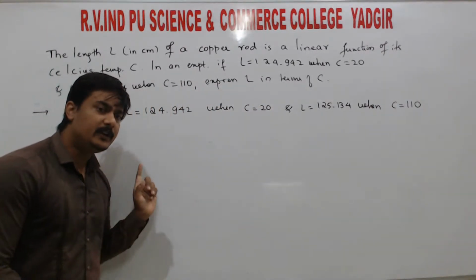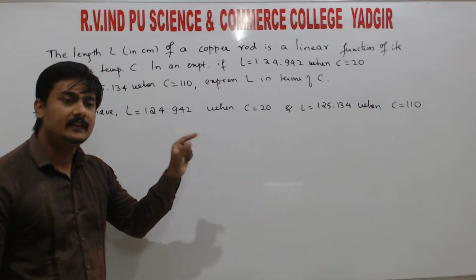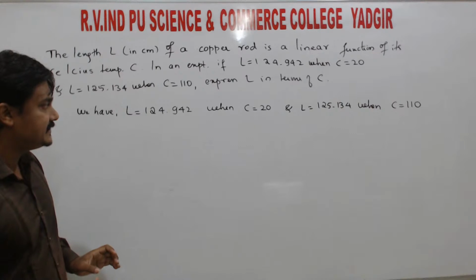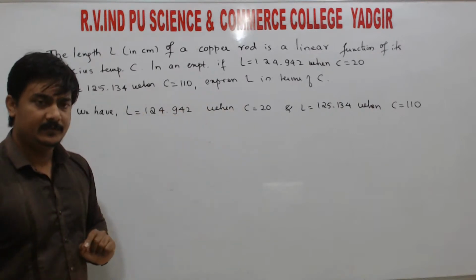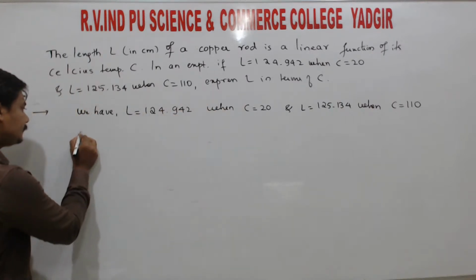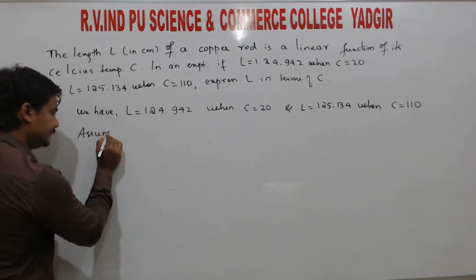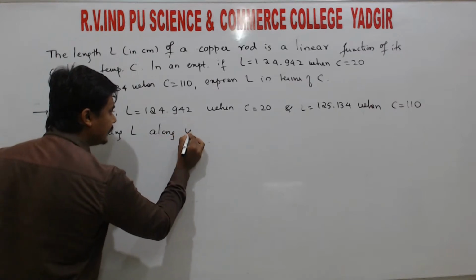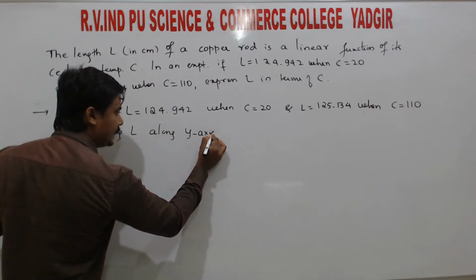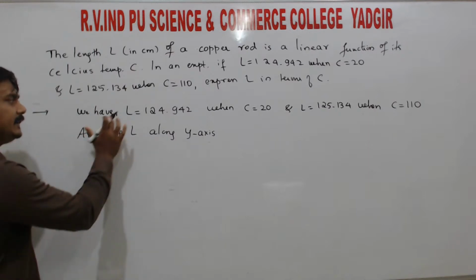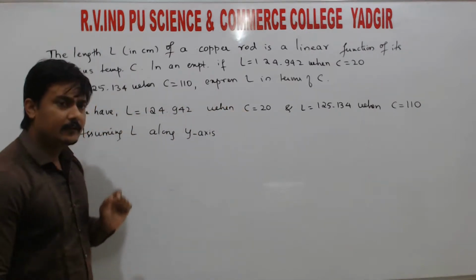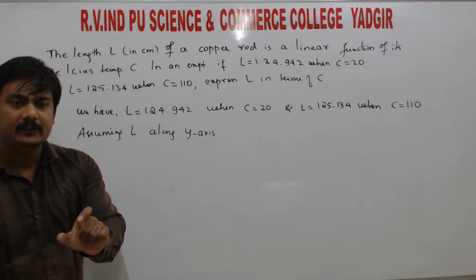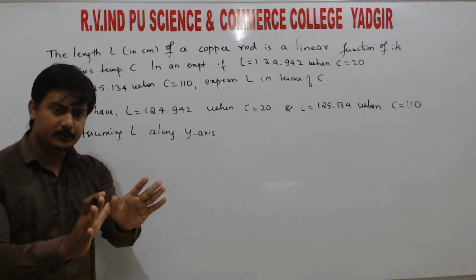Right now we know that the relation between L and C is nothing but the equation of a straight line. To write down that equation of a straight line, children, I need to use this information. See what I will do now. Assuming L along the y-axis. Two variables are here, one is L and another one is C. So one variable I will take along the y-axis and another variable I will take along the x-axis. It is up to you, children.